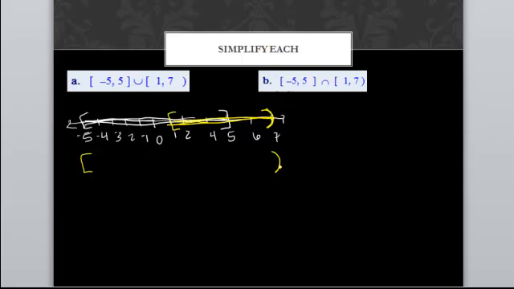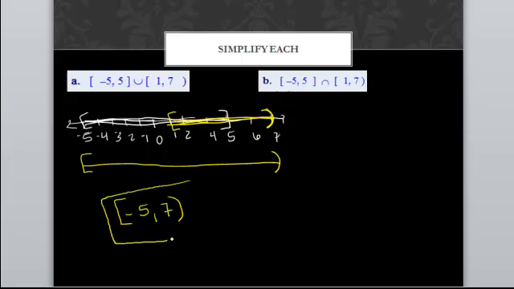Notice how I don't include the 7? That 7 is not included in either of those two sets. That means our interval is from here to here. So the answer to this one would be -5 to 7. Does that make sense?